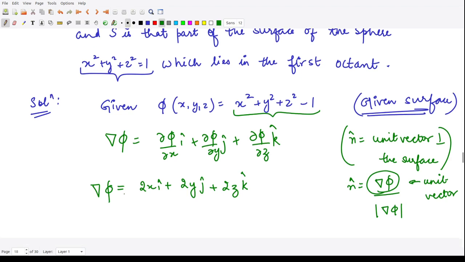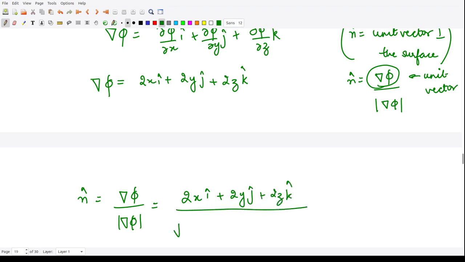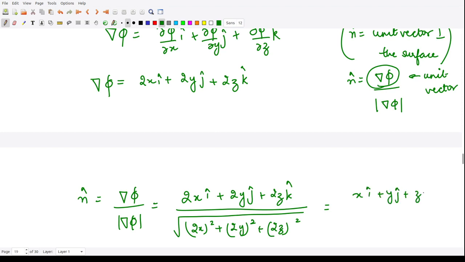Now the next step is to compute this n cap vector. This n cap vector is obtained when you divide the gradient of phi by its magnitude. So the vector here is 2x i cap plus 2y j cap plus 2z k cap divided by the magnitude. The magnitude is obtained by taking the square root of (2x) whole square plus (2y) whole square plus (2z) whole square. So this is equal to x i cap plus y j cap plus z k cap divided by the square root of x square plus y square plus z square.